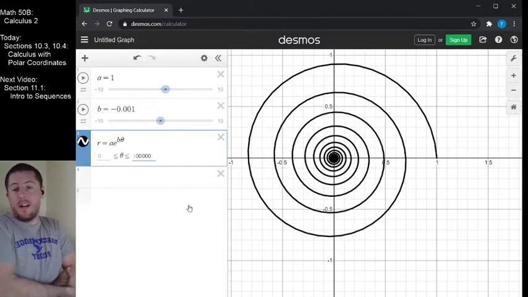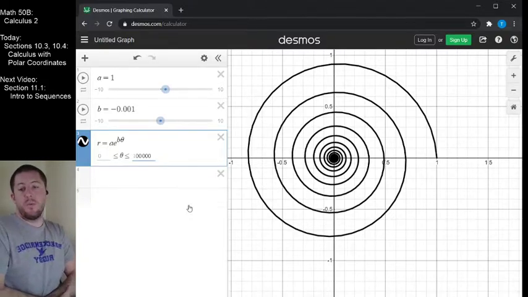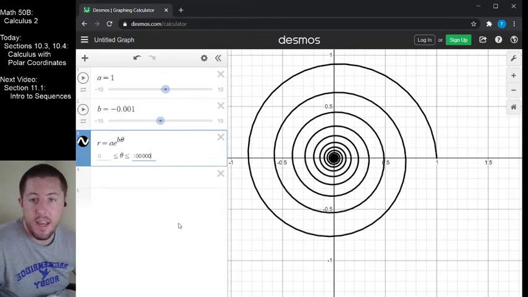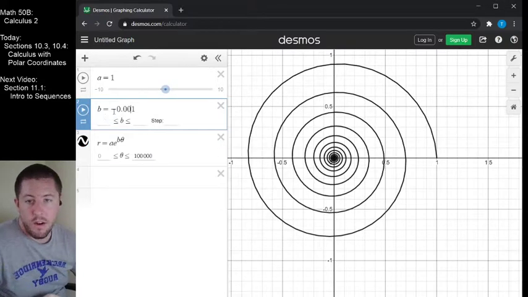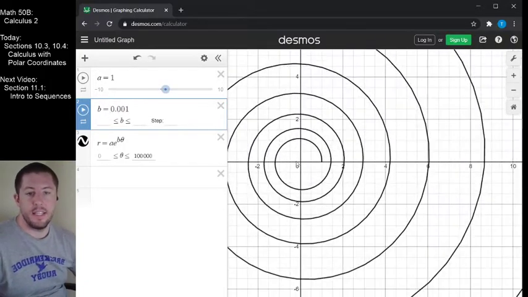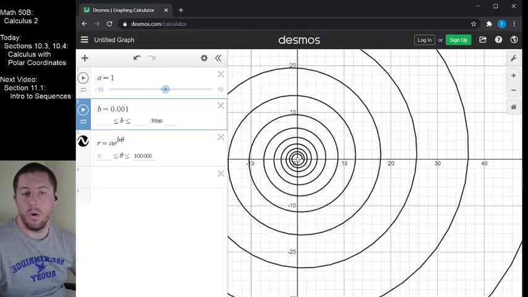And you should notice, what is a spiral? A spiral is just a circle where the radius is actually changing over time. And here we've got that our radius is either decaying when b is negative 0.001, or maybe I can make it a positive 0.001, and you can see that this is starting at 1 and spiraling outwards now forever.